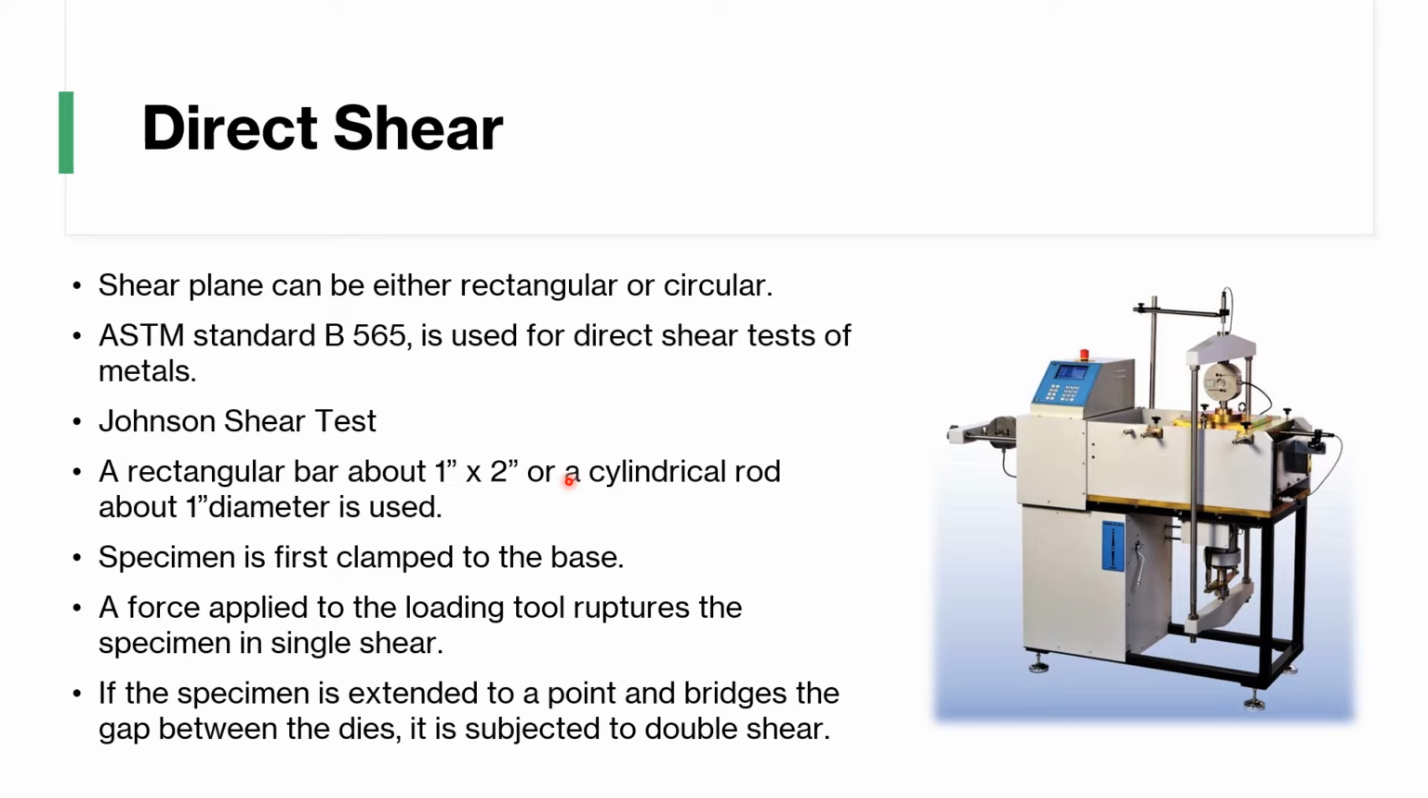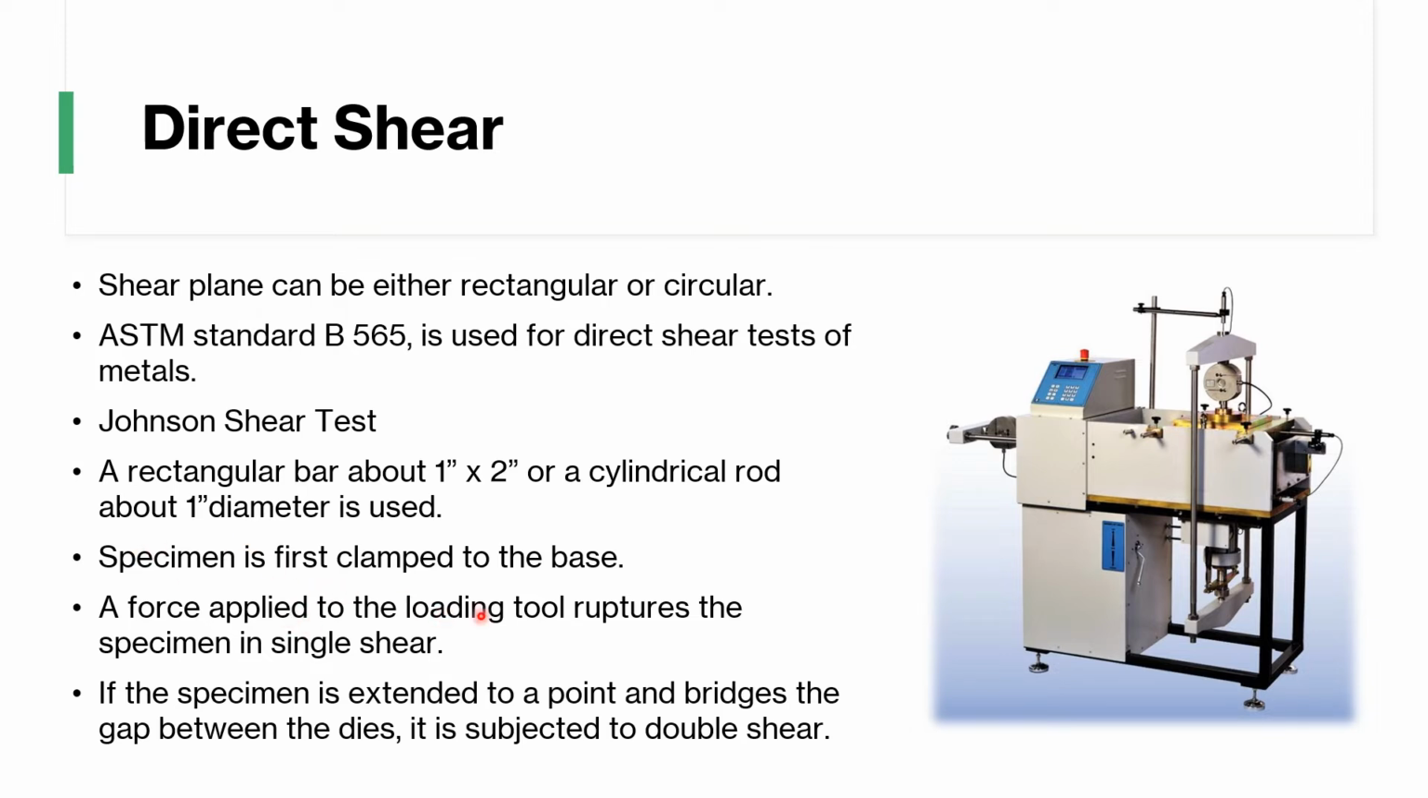Alright, direct shear. The shear plane can be either rectangular or circular. We're going to follow ASTM B565, and that's for your direct shear test. No need to remember anything. We just have to go and reference it. We call that the Johnson shear test. Your standard specimen is 1 by 2 inches, a cylindrical rod about 1 inch in diameter.